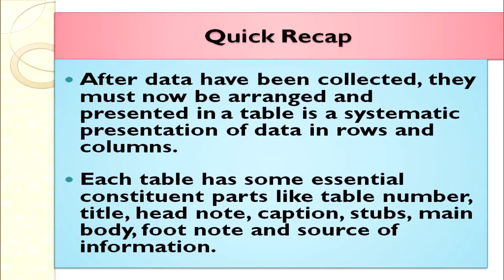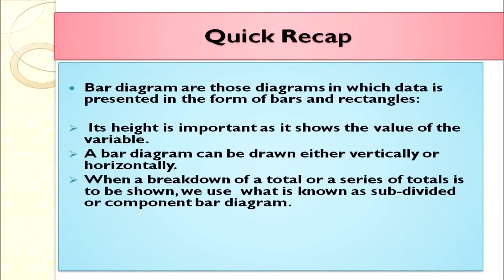After data have been collected, they must be arranged and presented in a table, a systematic presentation of data in rows and columns. We have learned about the format of a table, which consists of 8 parts. Thereafter, we have discussed bar diagrams. We now know that bar diagrams are diagrams which present the data in the form of bars and rectangles. They can be constructed in a simple way and as a multiple bar chart, whereas bar diagrams can also be constructed in the form of a subdivided bar diagram. We have learned the key points regarding bar diagrams also.